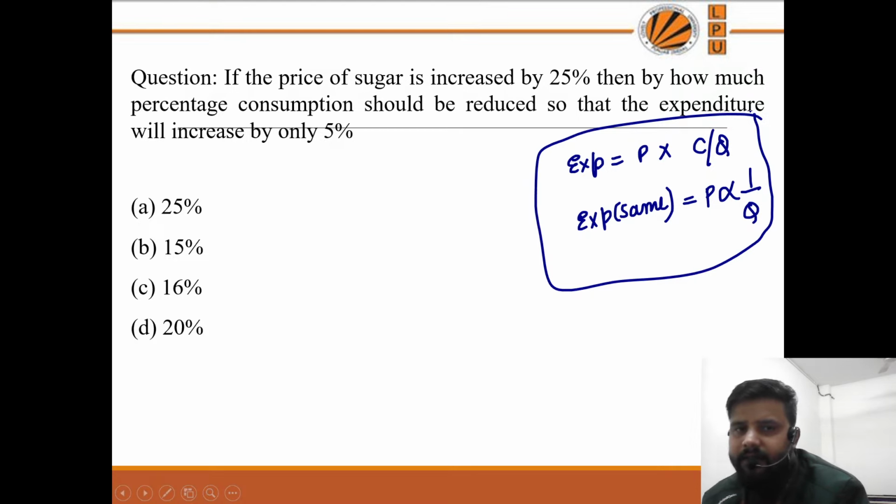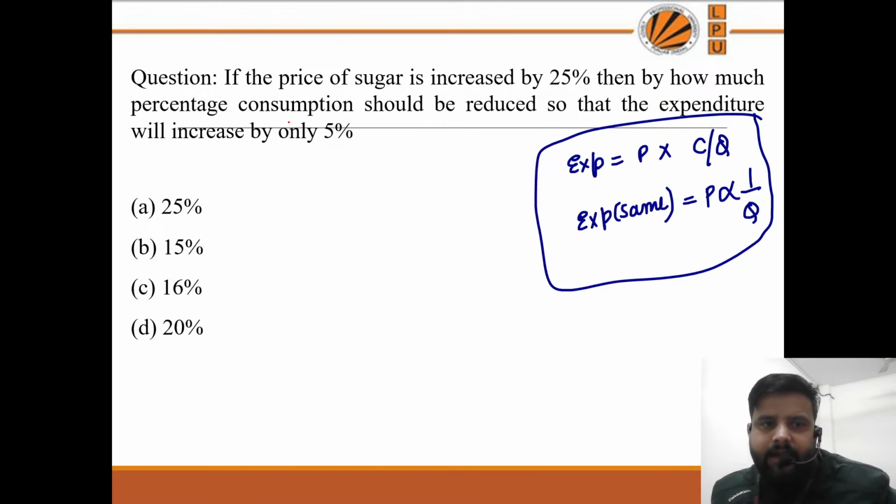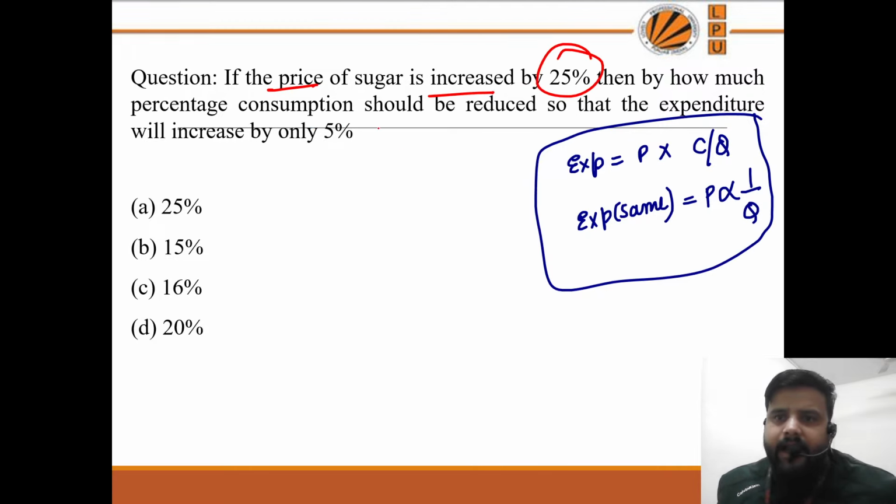Solve this question if you can. If you read the question with me, price is increased by 25%. They are asking how much consumption should be reduced so that expenditure will increase by only 5%.